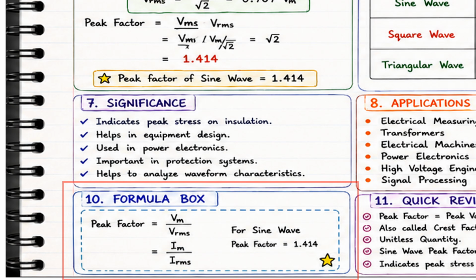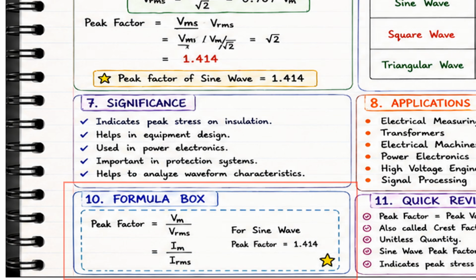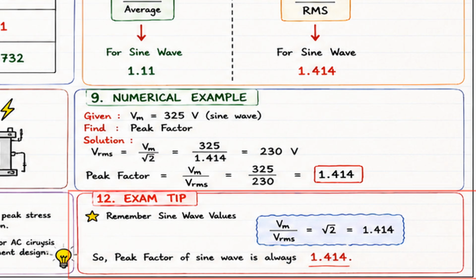Now in section number 10, formula box, the main formulas of the lesson are reviewed again. This section is very useful for a quick summary and revision. And finally, we reach section 12. Exam tip. This is a very important point for students.